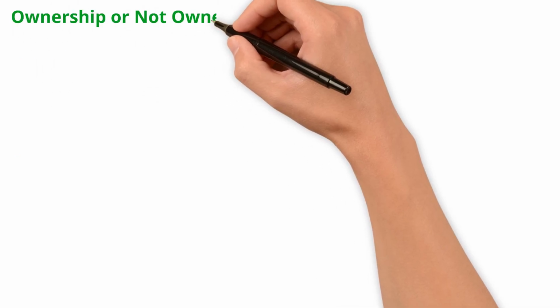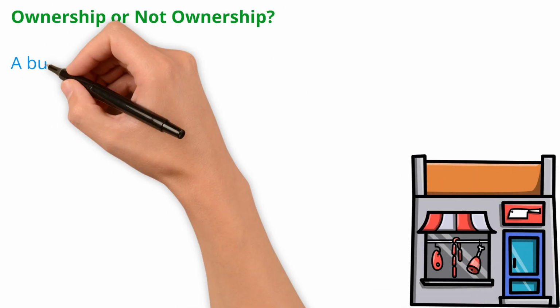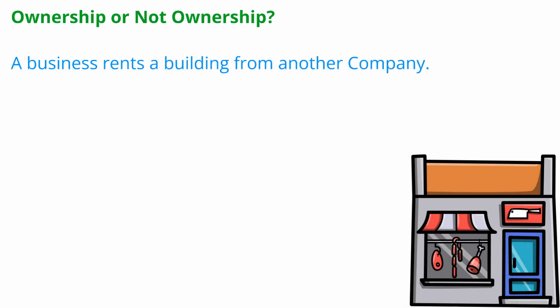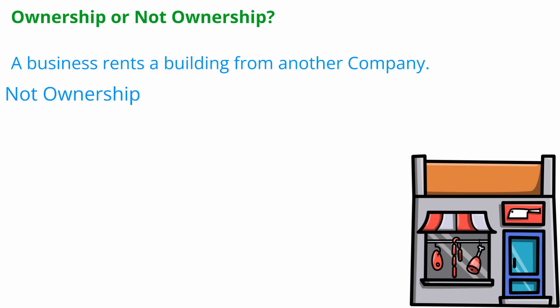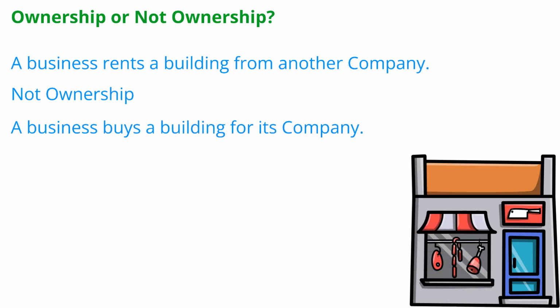Here are a couple examples to determine ownership or not ownership. A business rents a building from another company. Not ownership is correct. A business buys a building from another company. Ownership is correct.